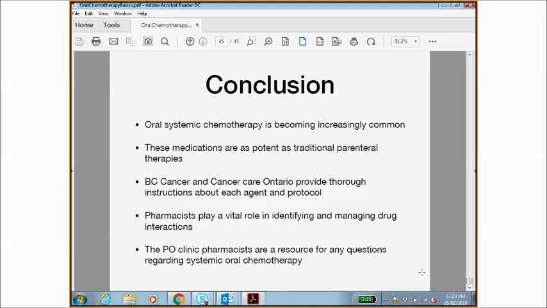So just to conclude, oral systemic chemotherapy is becoming more and more common. If you watch TV at all, it seems like at least once a day there's a commercial for some type of chemotherapy medication on television. They're potent. They're as potent as traditional parenteral therapies. BC Cancer and Cancer Care Ontario provide thorough instructions about each agent and protocol, and pharmacists play a vital role in identifying and managing drug interactions. Pharmacists, here is their research regarding systemic oral chemotherapy.